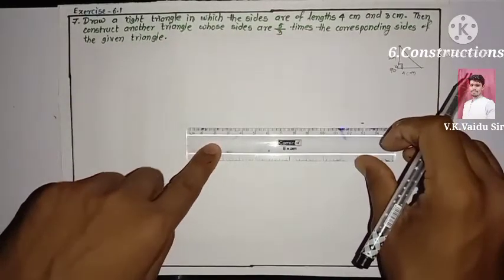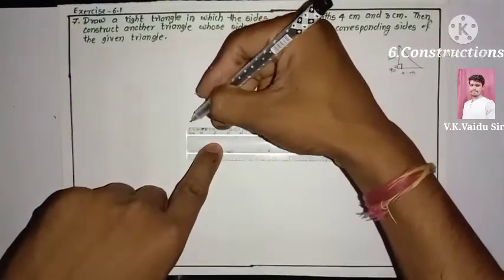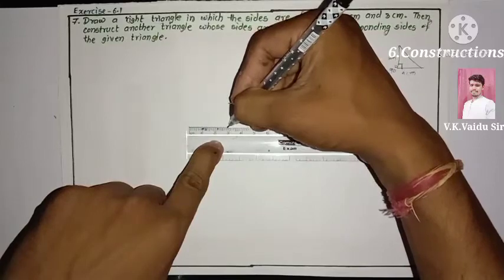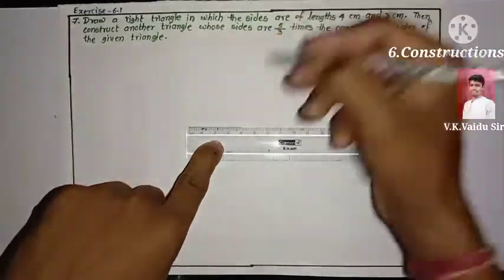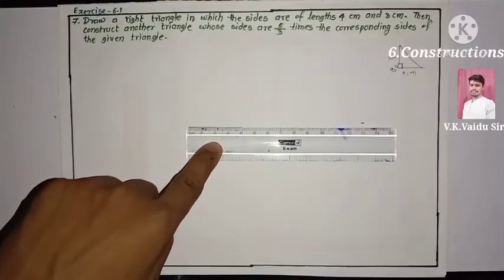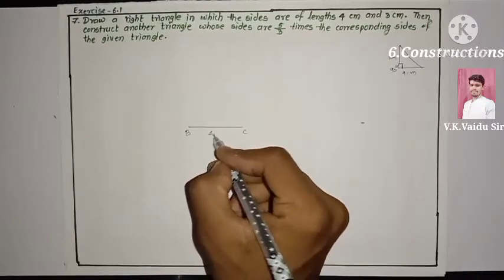Step 1. Draw a 4 cm line segment. Here, 0 to 4: 0 to 1, 2, 3, 4. This 4 cm line segment we drew. We can give it any name. We name it BC, 4 cm.